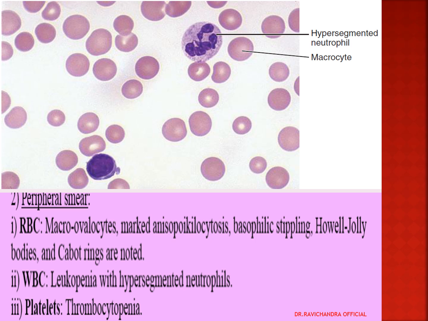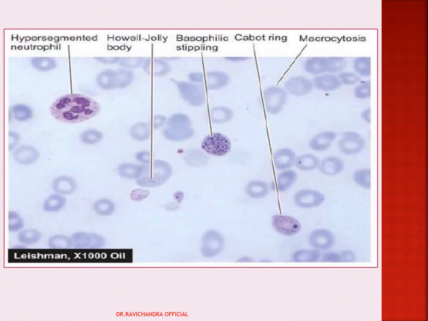Along with this, there will be marked anisopoikilocytosis. Basophilic stippling will be there. Cabot rings will be seen. Howell-Jolly bodies also noted. There will be pancytopenia with hypersegmented neutrophils in a megaloblastic anemia peripheral smear picture. This is the picture showing hypersegmented neutrophil, Howell-Jolly bodies, basophilic stippling, Cabot rings, and macrocytosis. Classical features of megaloblastic anemia.